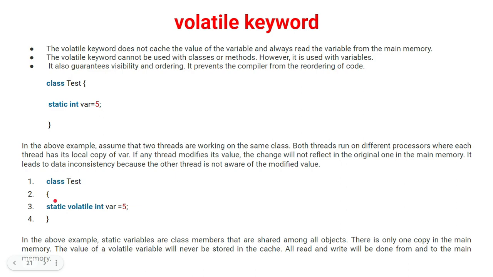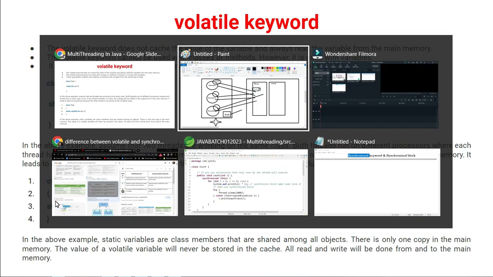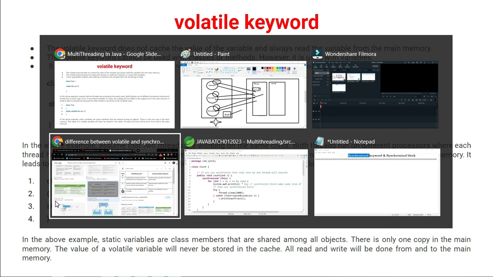So if you are working with multiple threads, you definitely have to use the volatile keyword. Otherwise, the data will become inconsistent. Okay? I hope you understood. Let's go and see one example of how data will become inconsistent.